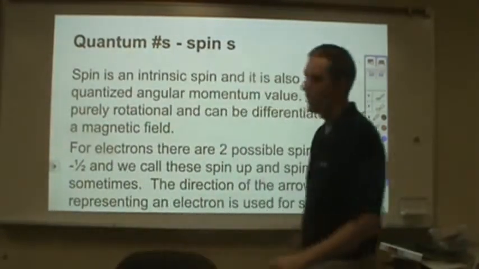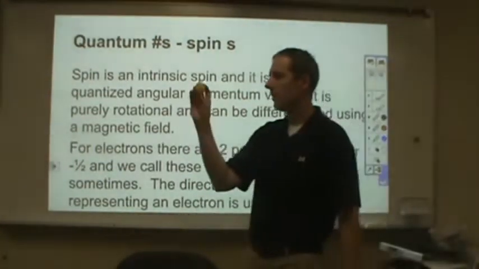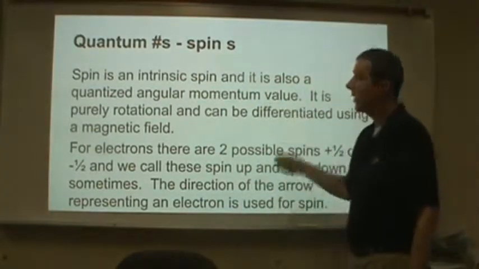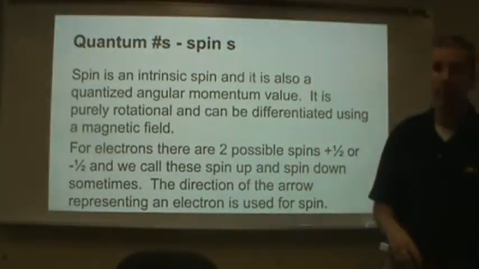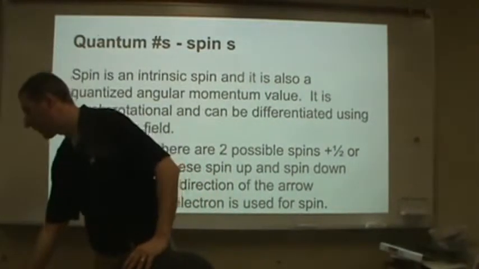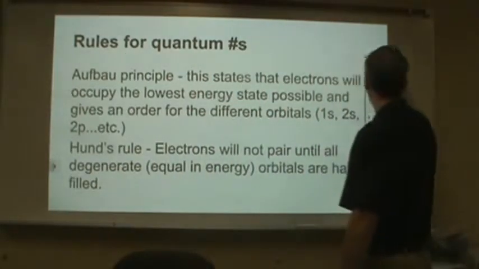And the last one is spin. Spin is an intrinsic spin, and it's basically the rotation of the electron itself. And there are 2 possible angular momentums for an electron, +1/2 and -1/2. And those in the higher level physics become very, very interesting. So that's what those are. Now how do you go about communicating them to people? Well, there are a few different ways.